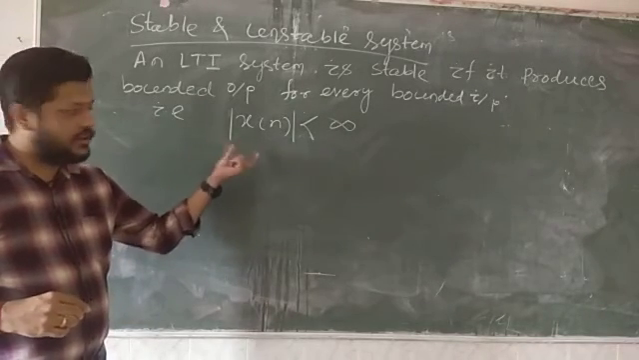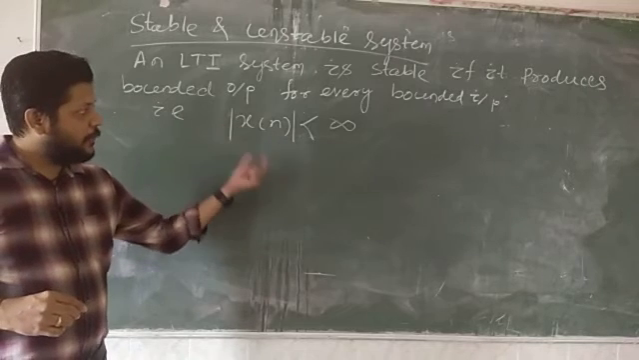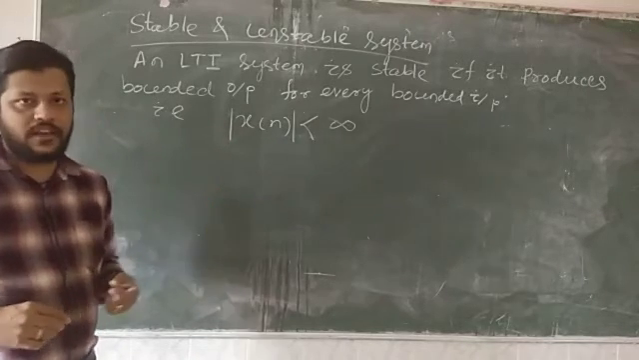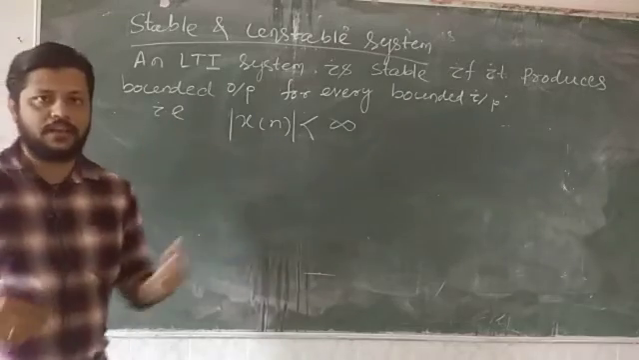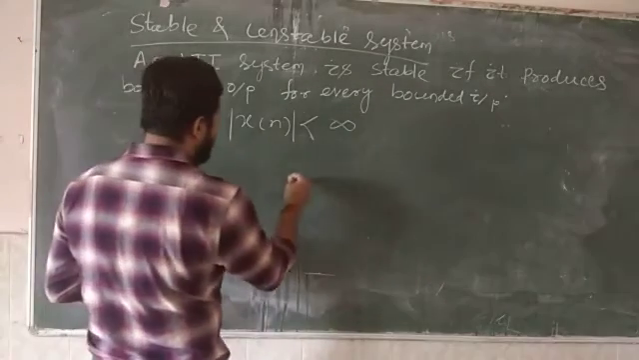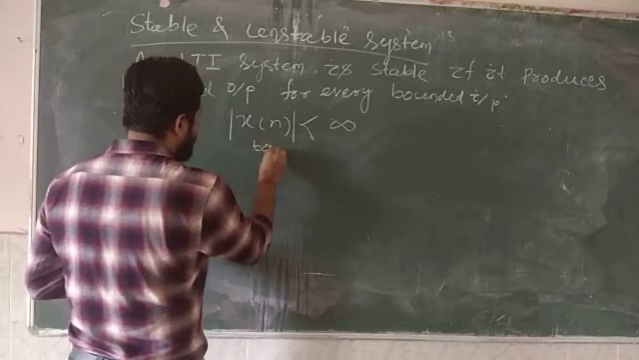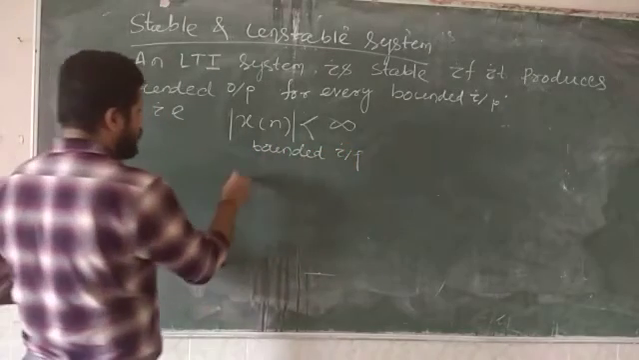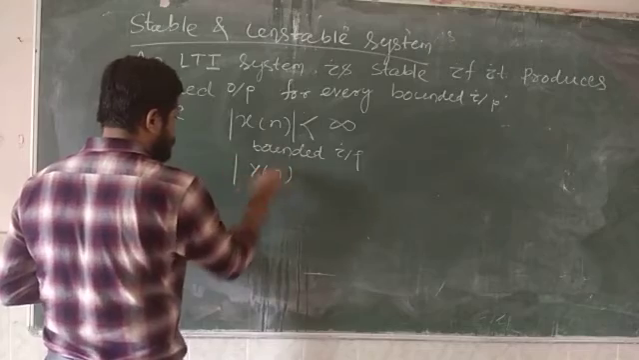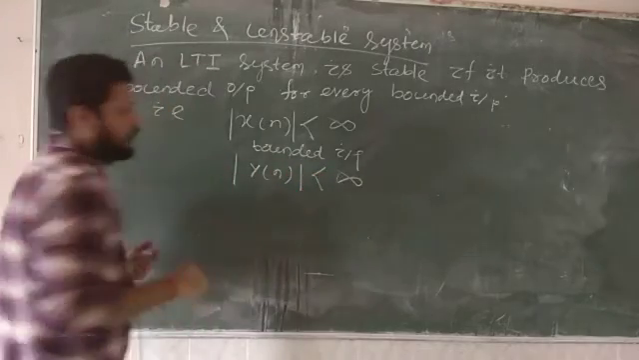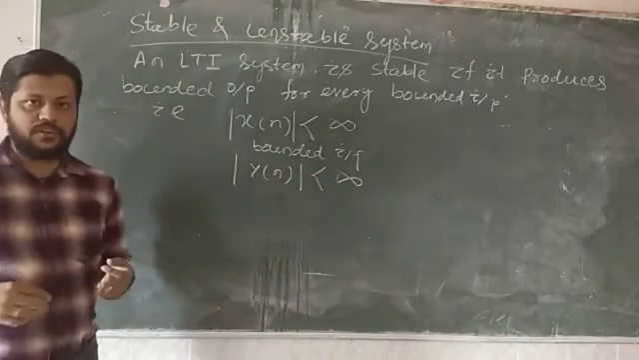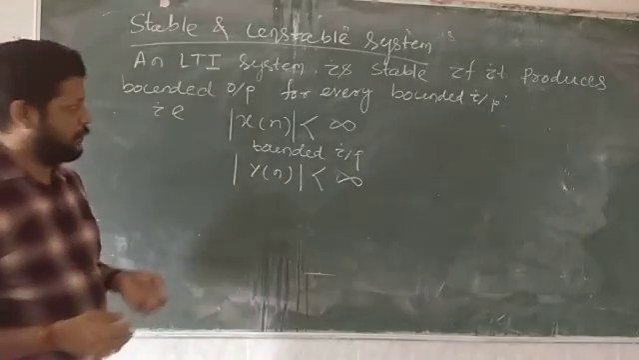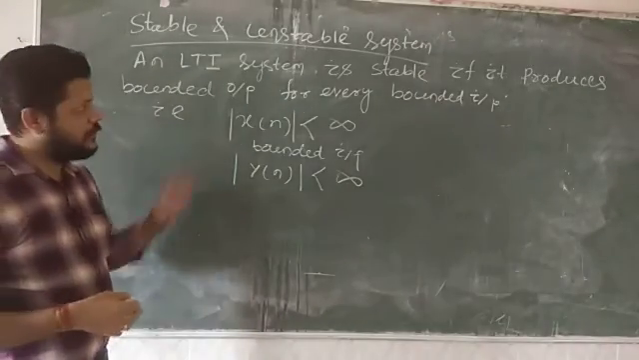So that is the magnitude of x[n]. Here I have taken the magnitude. So the mod of x[n], that is the amplitude of x[n], at any value of time is less than infinity. That means this is a bounded input you are applying to the system, and the system must produce bounded output. That type of system is known as a stable system. That means if you are applying a bounded input, you will get a bounded output. So that type of system is known as your stable system.